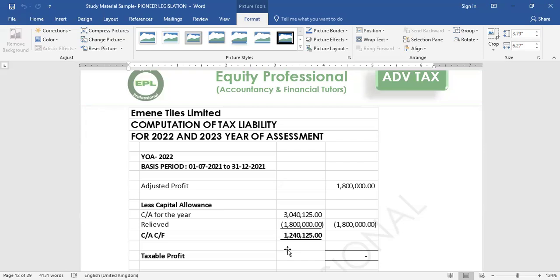Assuming Emini Tiles is a trading company or service company, the capital allowance I'm going to relieve is going to be 2/3 of 1.8, so that at the end of the day, I will still have taxable profit or total profit. But since Emini Tiles is a manufacturing company, I will relieve all the profit. I will use the relief capital allowance to reduce the capital allowance, not taxable profit. Do you understand my explanation?